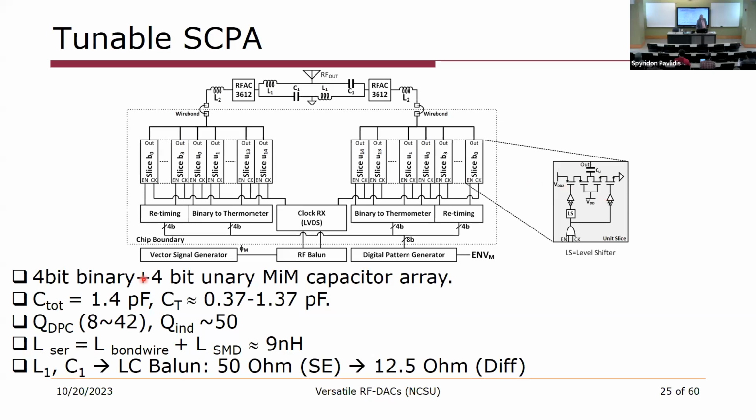This is basically just a trade-off between having a lot of parallel slices if we do a unary array and having better matching, compared to fewer slices with worse matching if we do binary. Our total capacitance was 1.4 picofarads, and we can tune it between 0.37 and 1.37 picofarads using the digital capacitor array. The Q of the digital capacitor is between about 8 and 42, depending upon the state that we're operating in. And the Q of the inductor, we used an off-chip passive, was about 50.